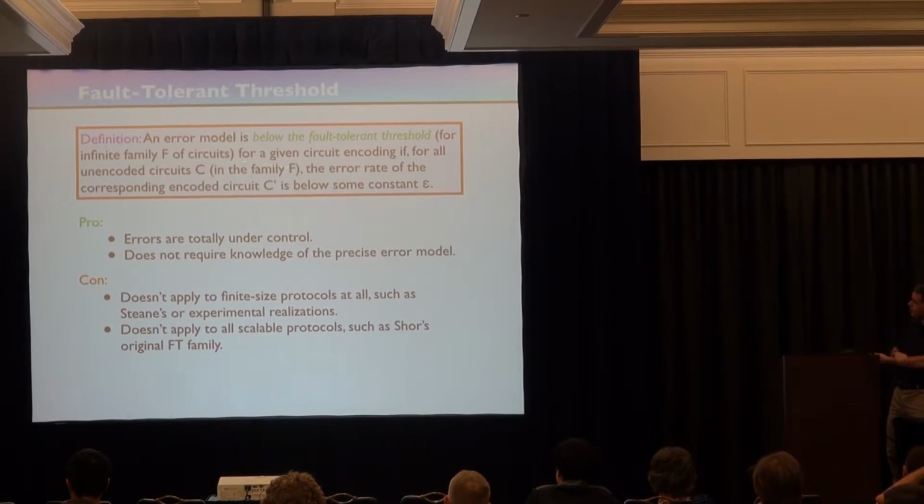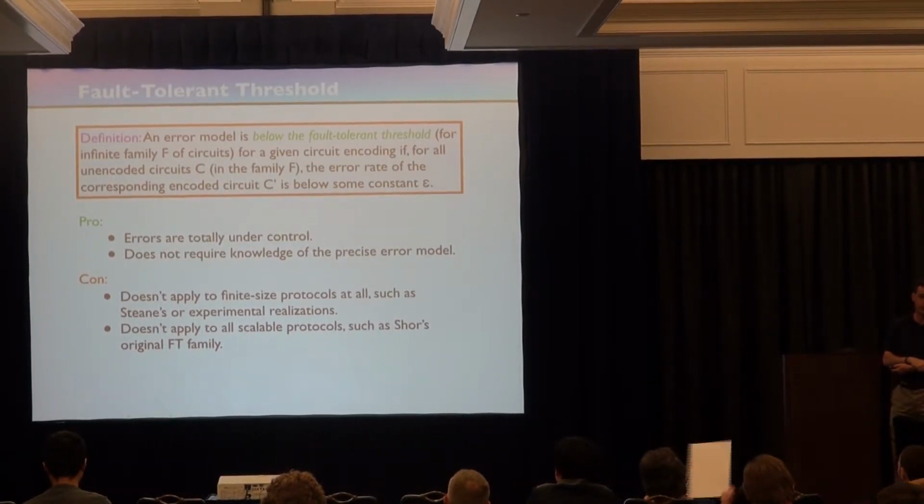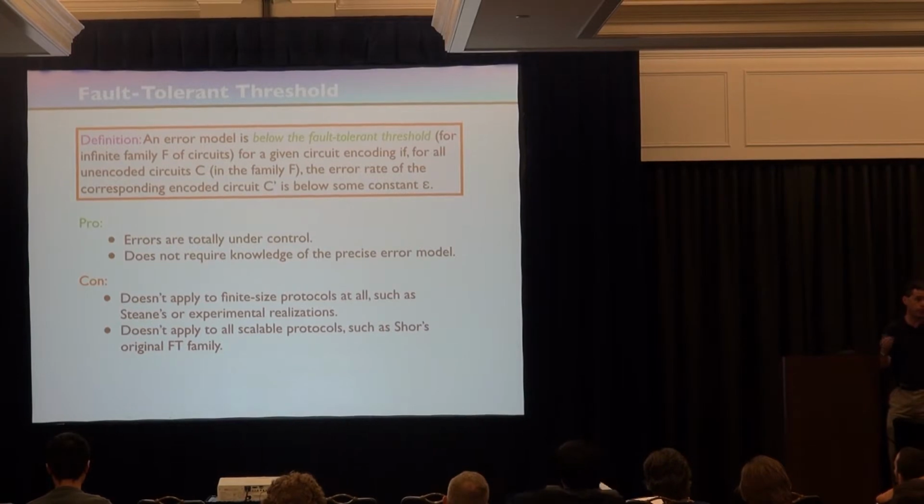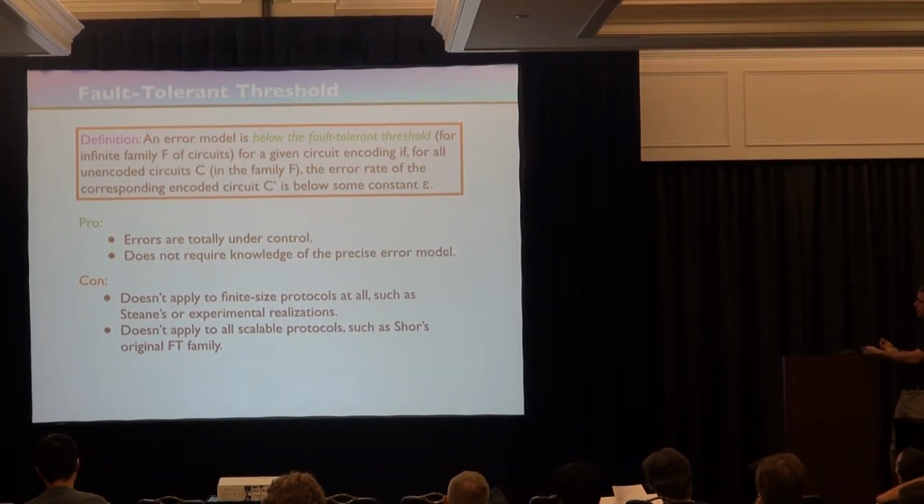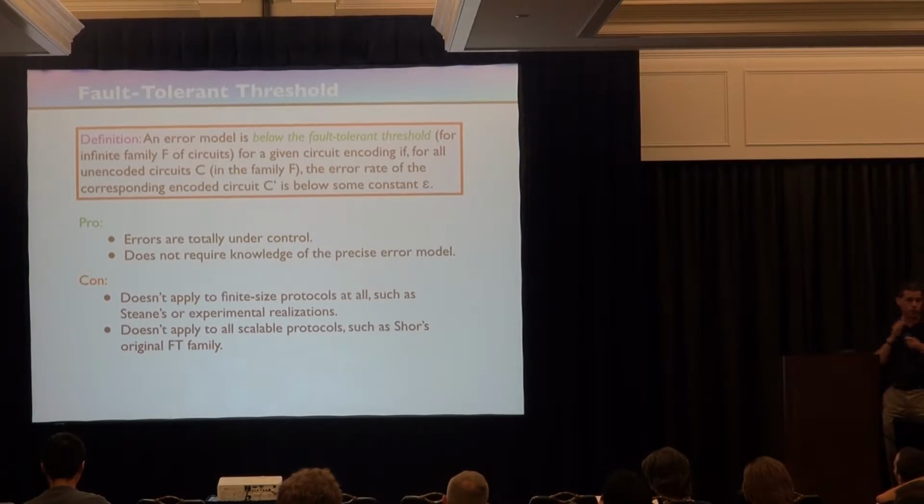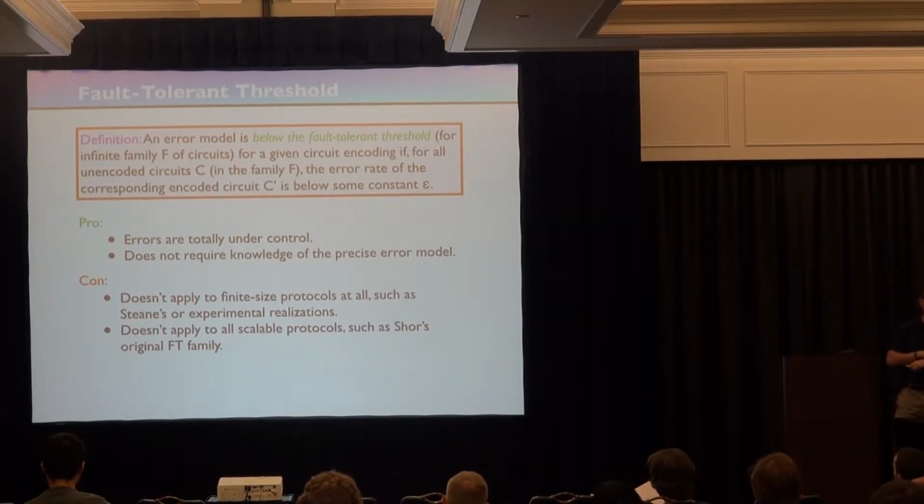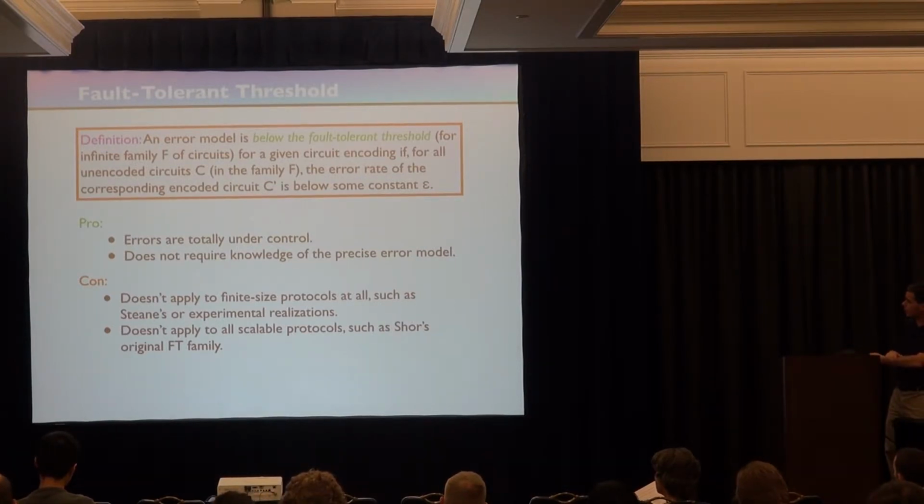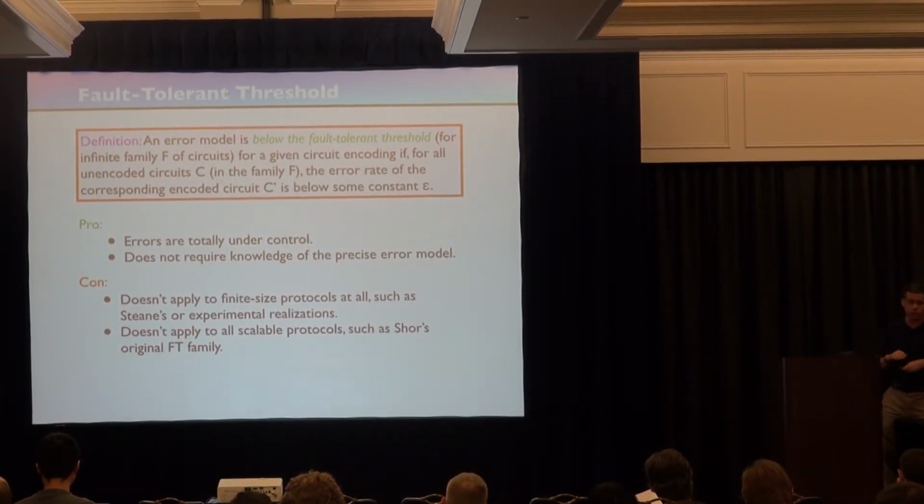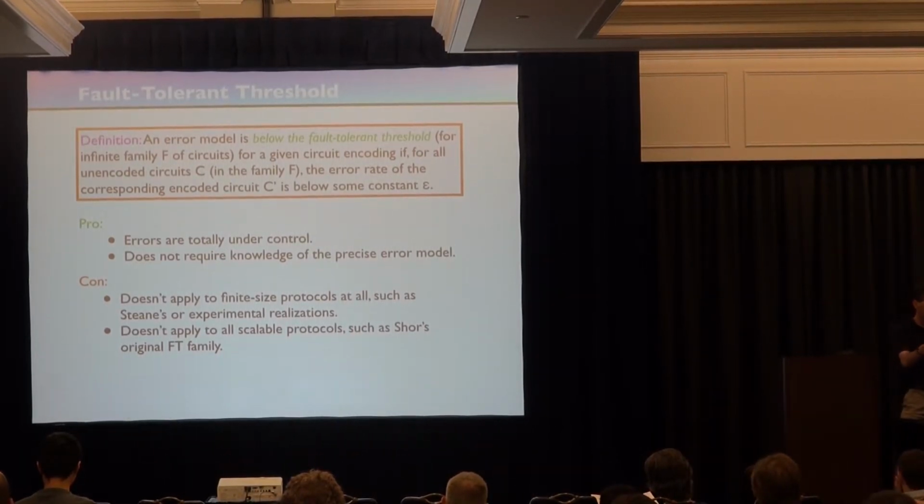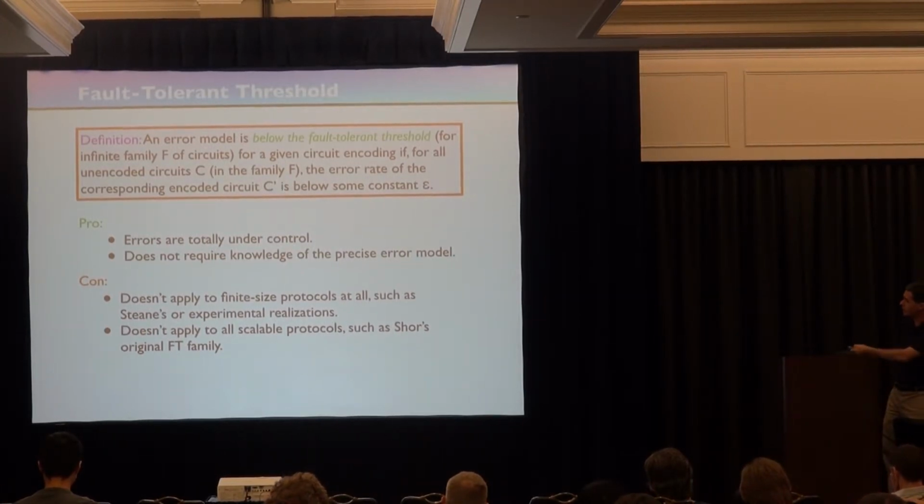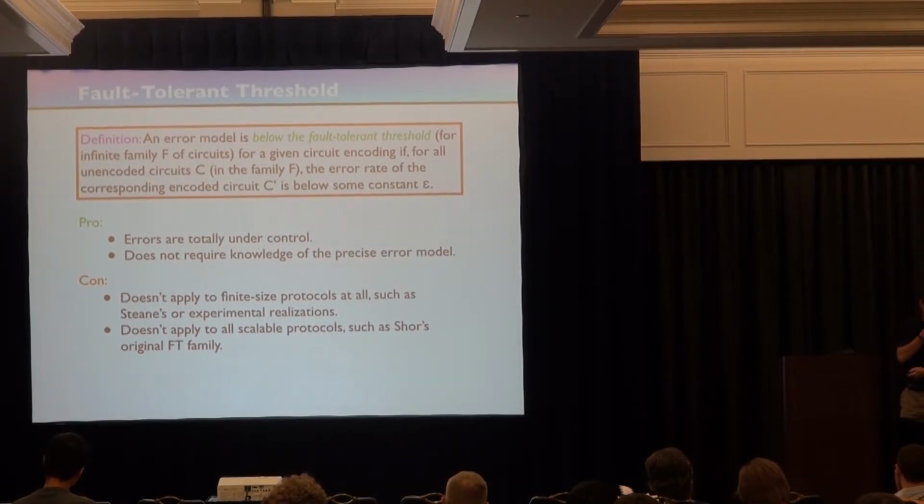The pros: a lot of times when we talk about fault tolerance, the goal is to get below the threshold for fault tolerance. And this really is the goal, right? If you can do this, then errors are totally under control. You can do arbitrarily large circuits, and the errors never blow up. And moreover, it doesn't require you to know anything about the error model. This definition makes total sense. All you know is that there's some kind of multi-dimensional giant threshold surface, and the inside is the good part, and outside is the bad part, and this is telling you that you're inside.